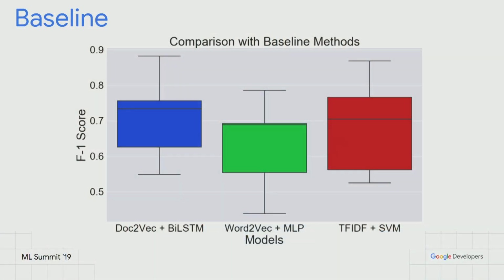So we also tried a lot of methods, and I'm actually showing about 3 of them to just show that doc2vec and BiLSTM is better. We also tried Word2vec and a multi-layer perceptron. We tried TF-IDF with SVM because we know SVM is very good for high-dimensional data sets. And so doc2vec and BiLSTM actually beats other baseline methods.